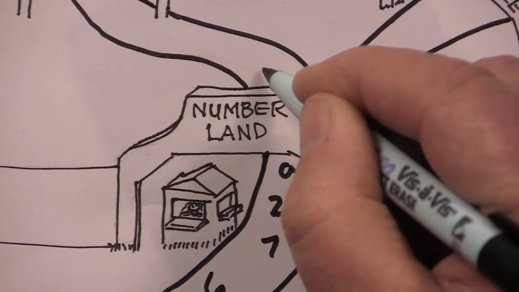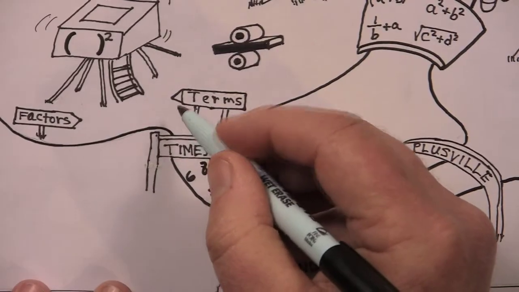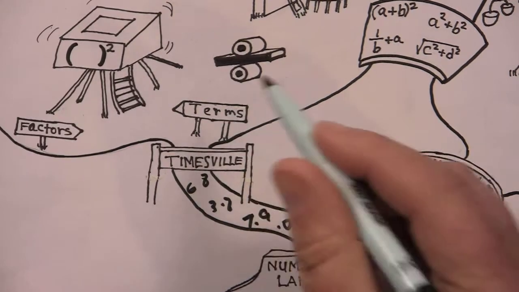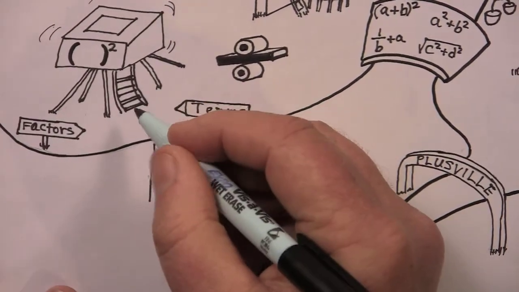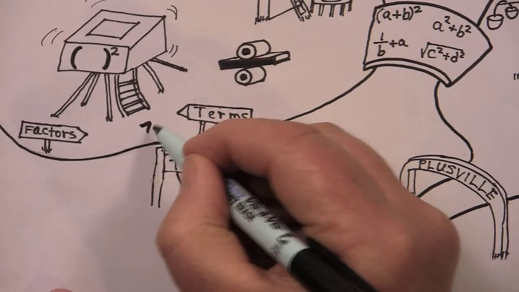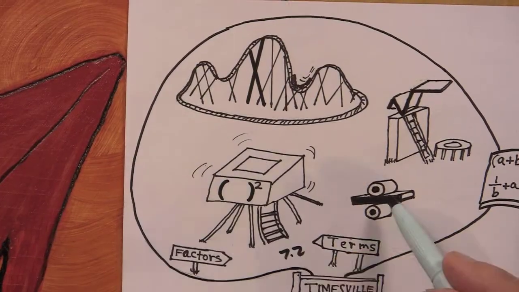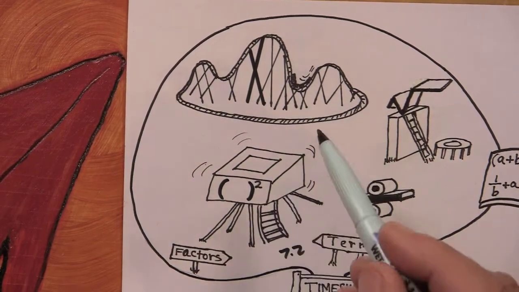And the letters too. First they like to come to Timesville. When they go to Timesville, they find that there are quite a few things for them to do. Timesville is where terms gather. Factors like to be in Timesville. And in fact, let's take a look at some of the rides that numbers like to do when they come into Timesville. They can go play on the power tilt-a-box. They can play on the division roller balance, the multiply roller coaster. They can play on the square root dive.